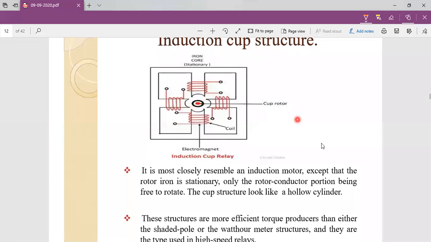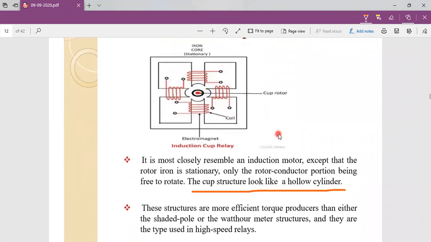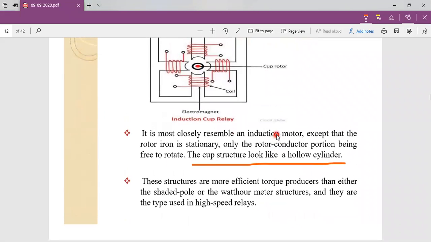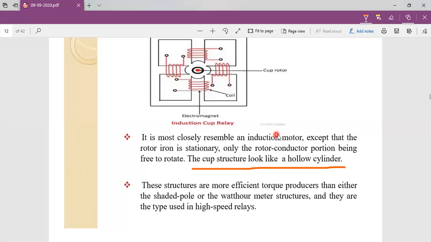Rotor. Now, it most closely resembles an induction motor, except that the rotor iron is stationary, and the rotor conductor portion is free to rotate. The cup structure looks like a hollow cylinder. That's why we call it the induction cup type of magnetic relays. Okay students, I will continue in the next class. Today I will stop the class.